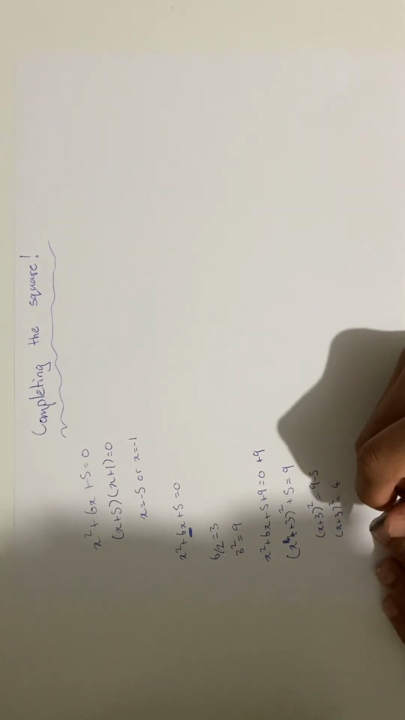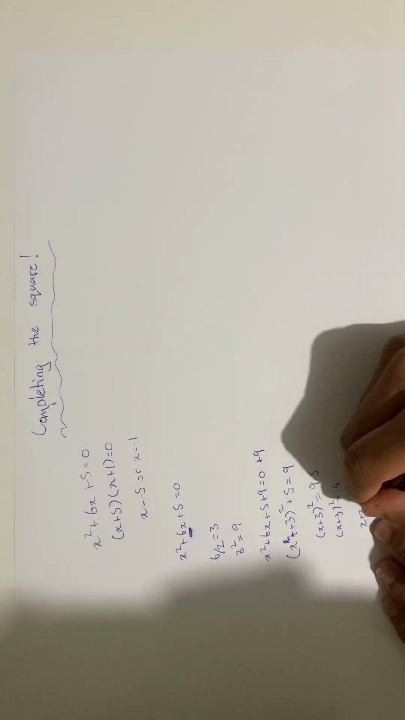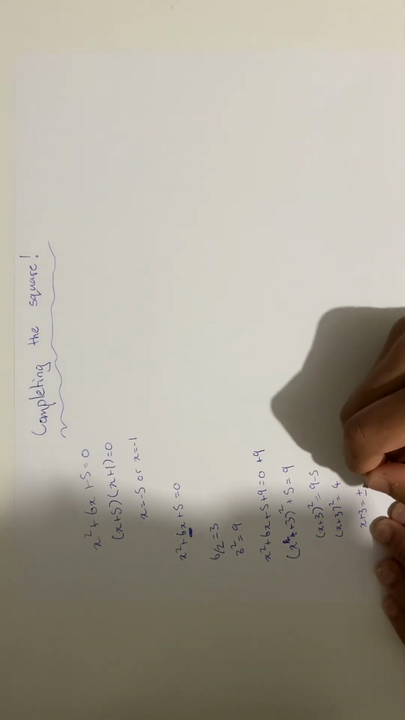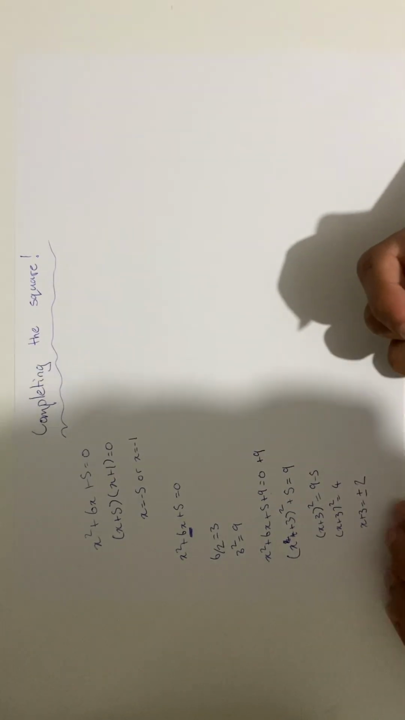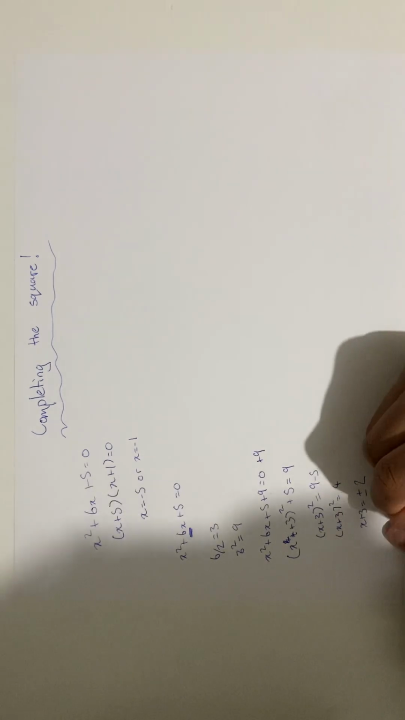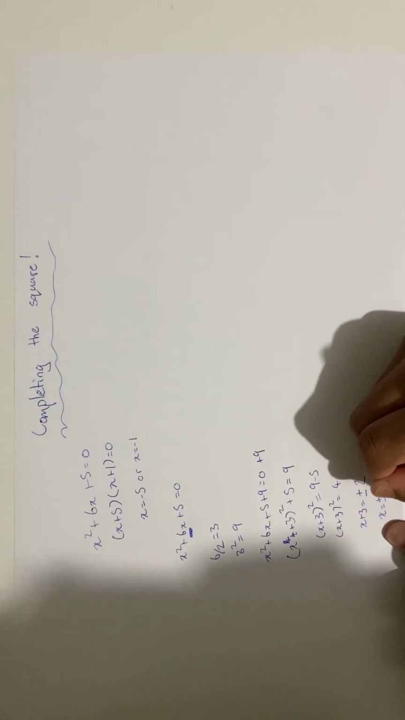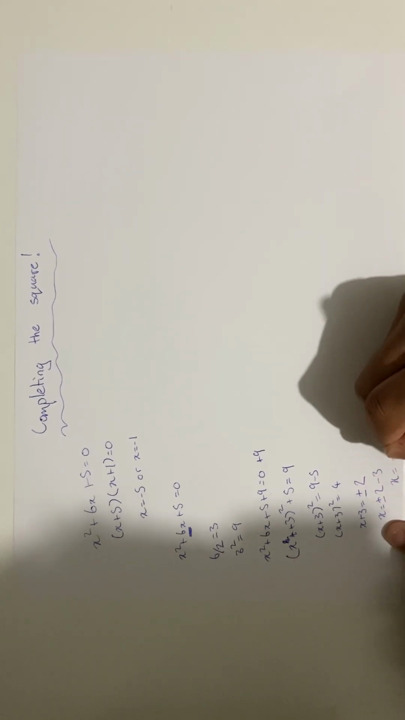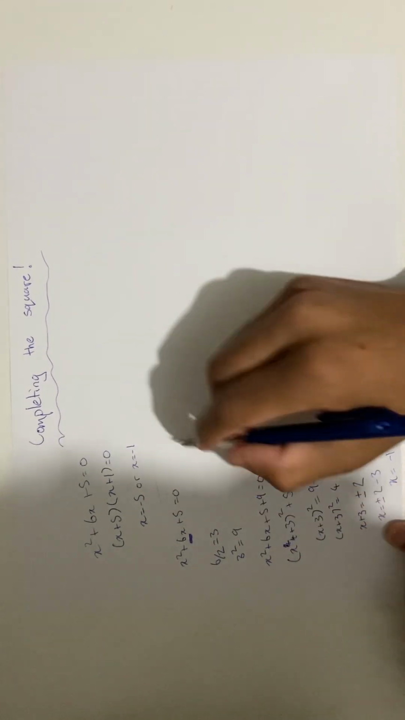And now we can figure it out by square rooting everything, which is going to be x plus 3 is equal to plus or minus 2, because remember, negative 2 times negative 2 is also equal to 4, and therefore x is equal to plus or minus 2 minus 3, which is equal to x is equal to negative 1 or negative 5. So we still get the same results.